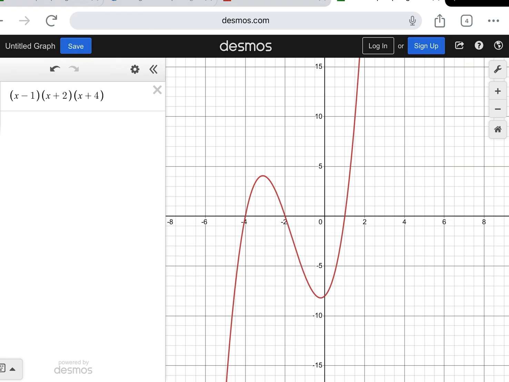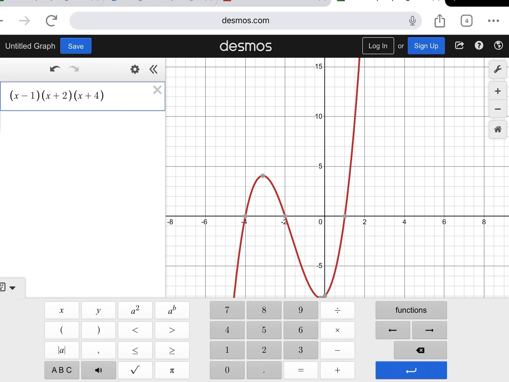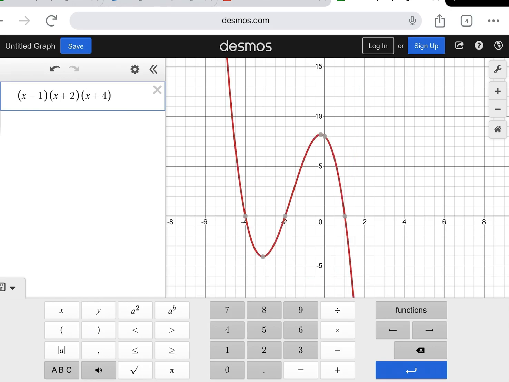So let's look to see if something's happened. If I put a negative in front of this, what do you think would happen with the graph? So if you notice, the x-intercepts stayed the same, I'm still at -4, -2, and 1. But all of a sudden it flipped. So what was up is now down.